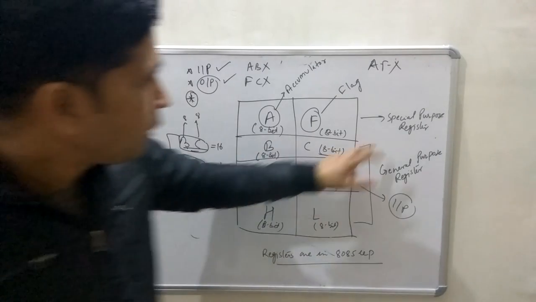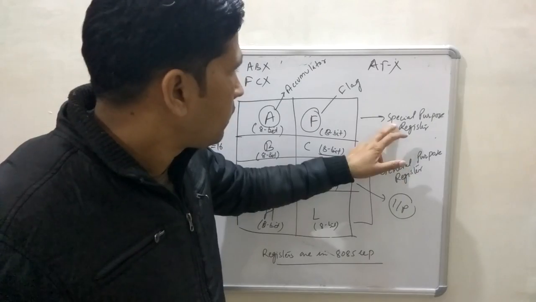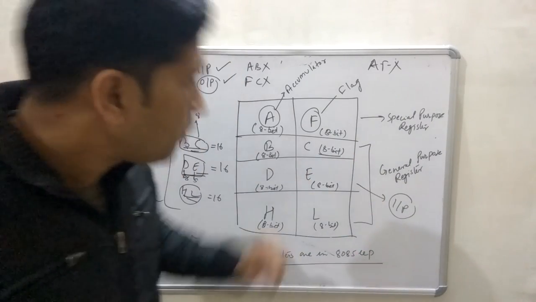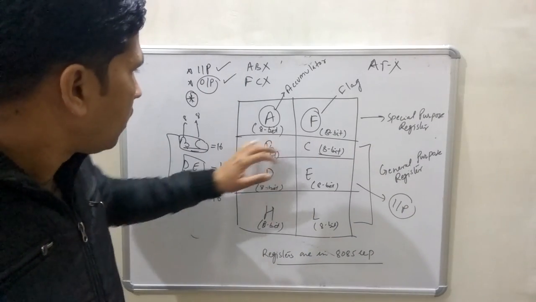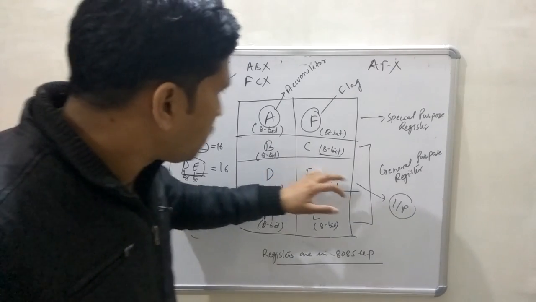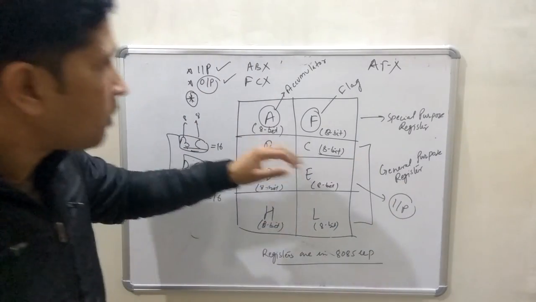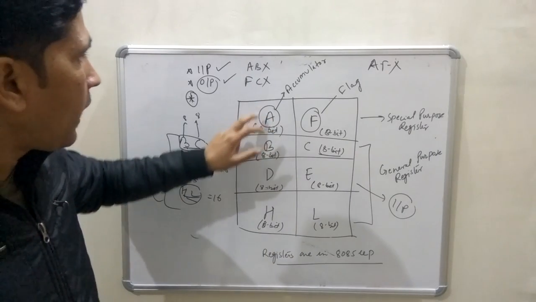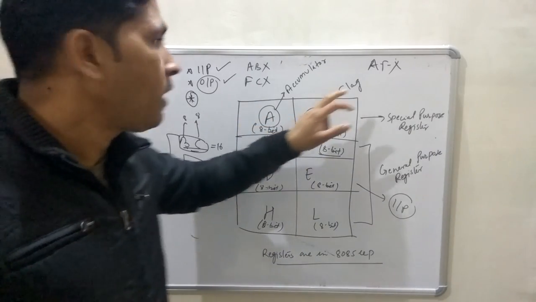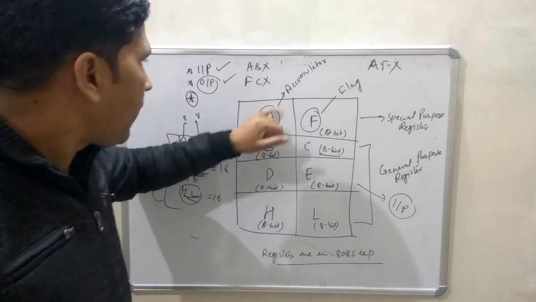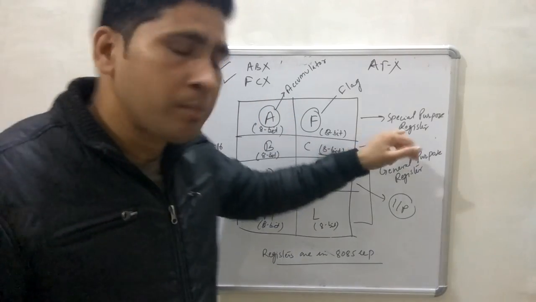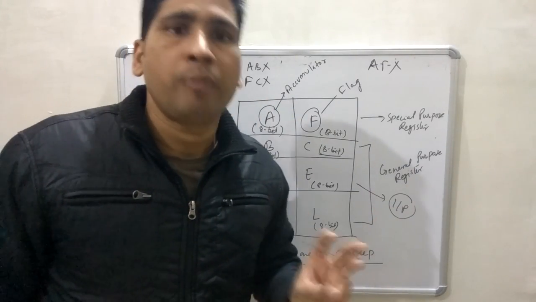These are defined in two parts. One is general purpose registers, second is special purpose registers. General purpose registers are those registers which are used to store only input data by default, and special purpose registers are two. One is the accumulator, second is the flag register. The accumulator, why is it called a special purpose register? There are three properties of the accumulator.